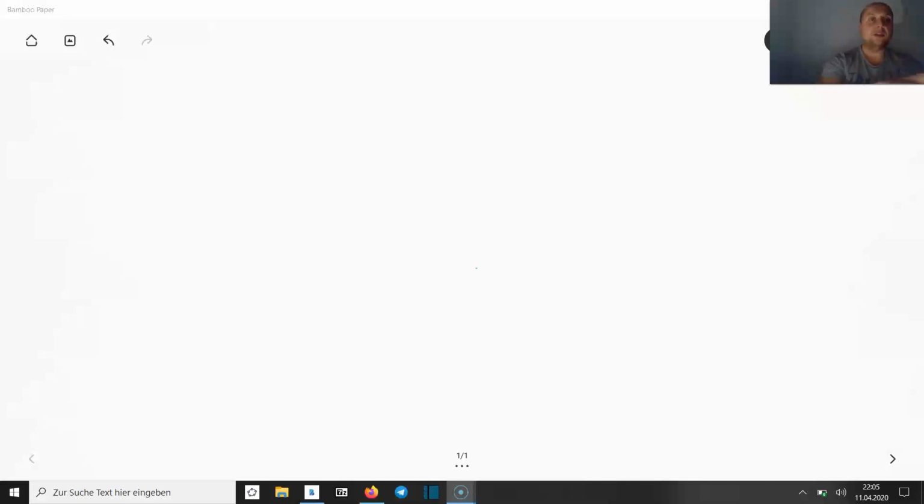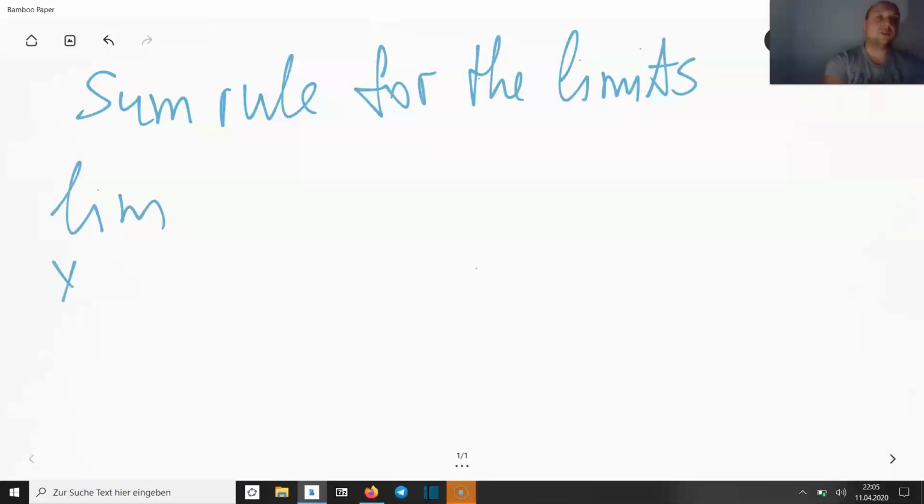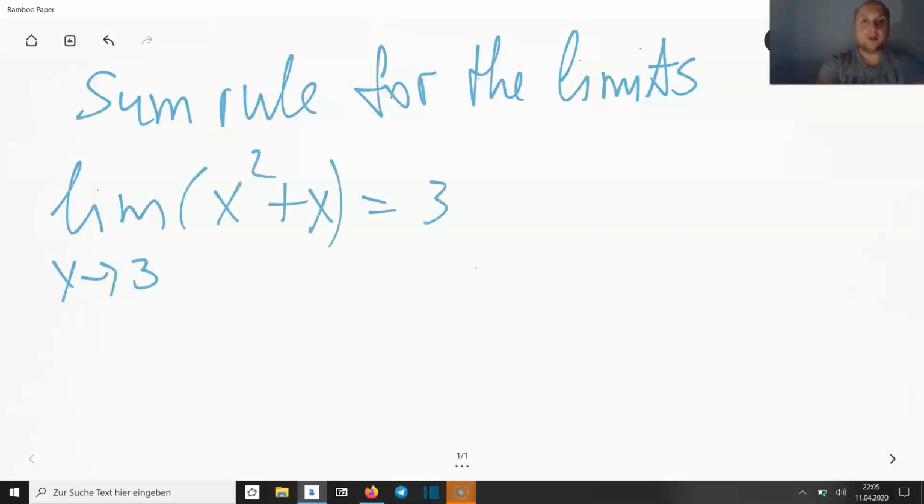So first of all, let us consider the sum rule for the limits. Remember, if we have the limit x towards 3, for example, of x squared plus x, we can basically substitute the x value for x. Here we're going to get 3 squared plus 3, which gives us 12.